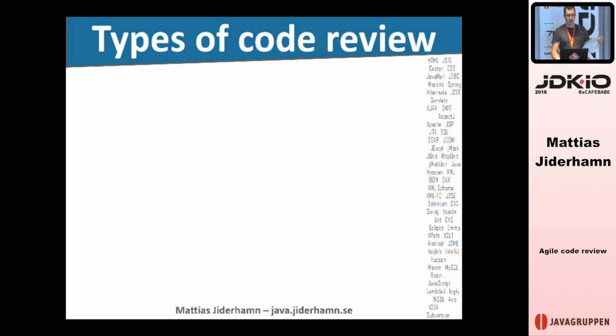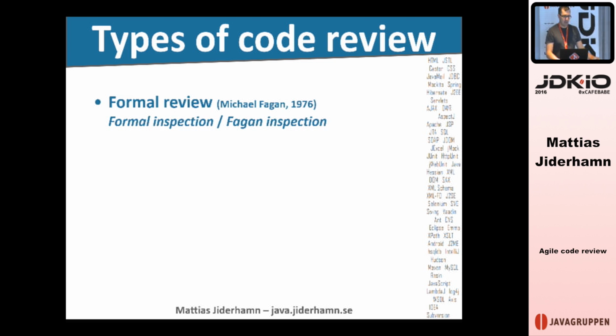So when we're focusing on code review, there are a number of different types of code review. And the first one is called formal reviews. There was a guy named Michael Fagan. I think he published a book back in 1976. And he introduced something that's also called formal inspection, or, from this guy's name, Fagan inspection. And it's an interesting process with quite strict forms.